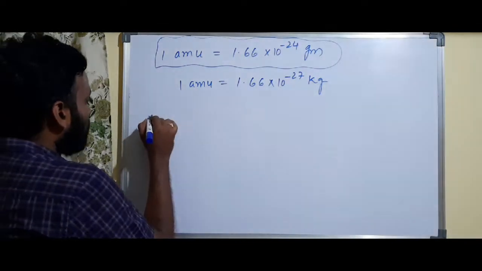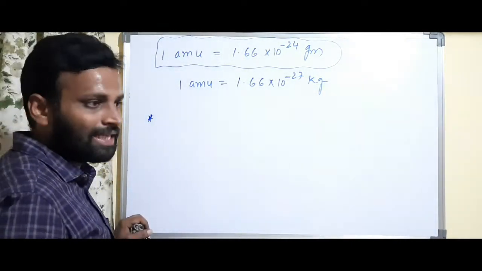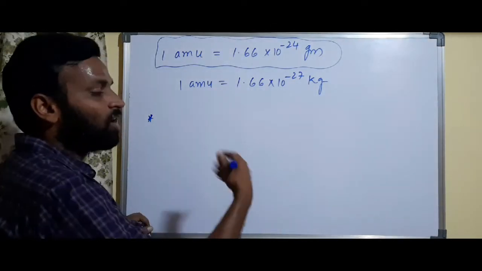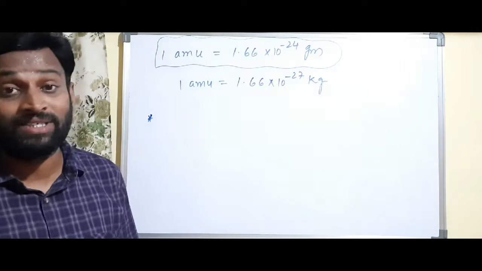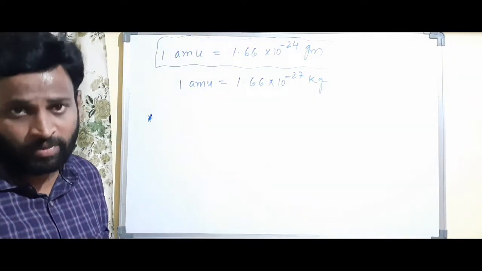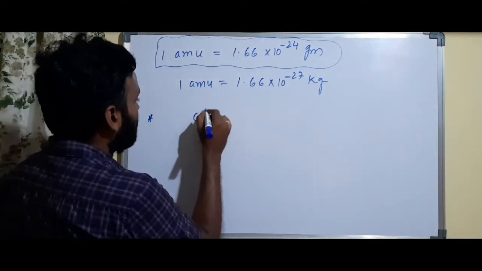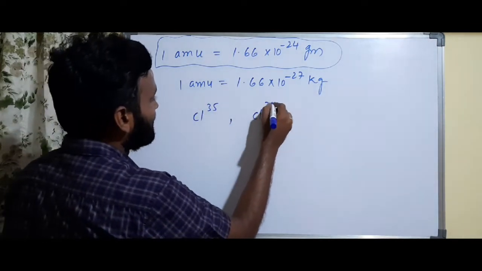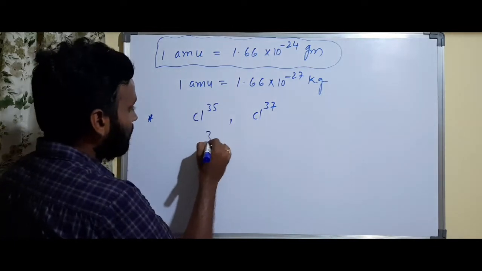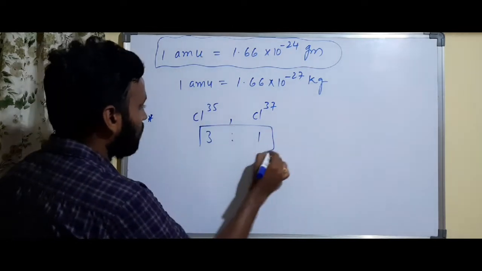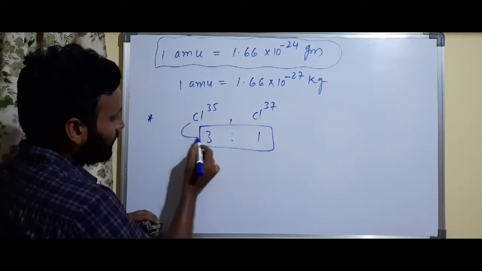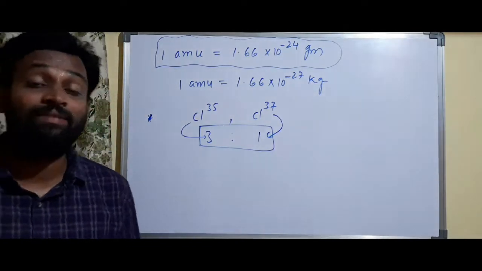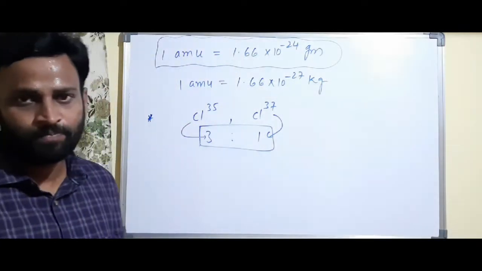Sir, instead of percentages, if they give fractions, like 3 parts of one isotope and 1 part of the other isotope available in nature, then how do we find the atomic weight? Let's see. Chlorine 35 and chlorine 37 are available in a 3:1 ratio. Chlorine 35 is available in 3 parts and chlorine 37 in 1 part in nature.